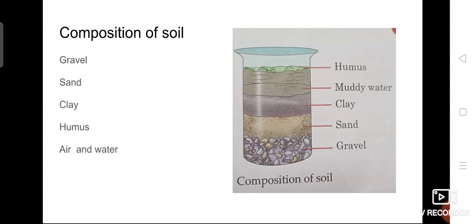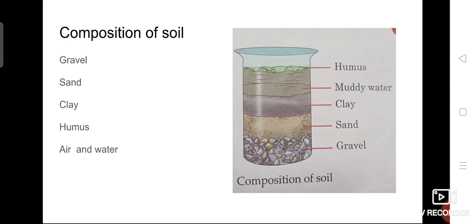Composition means, what are the things which are present in the soil? Because soil is not a single thing, it is a mixture of so many particles. So we are going to see what particles are present in the soil. That was given as composition of soil.